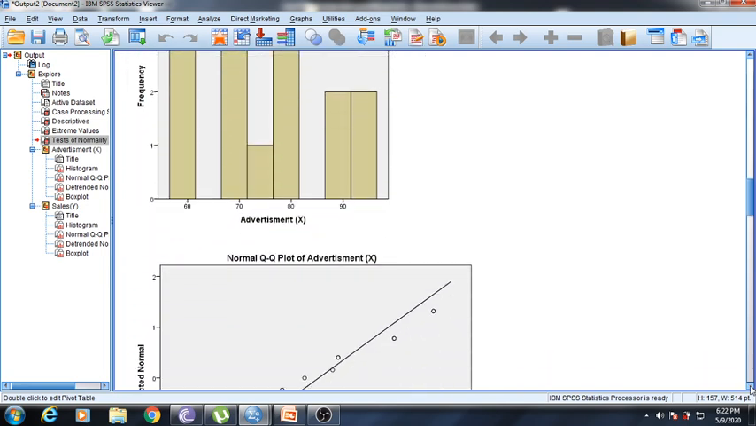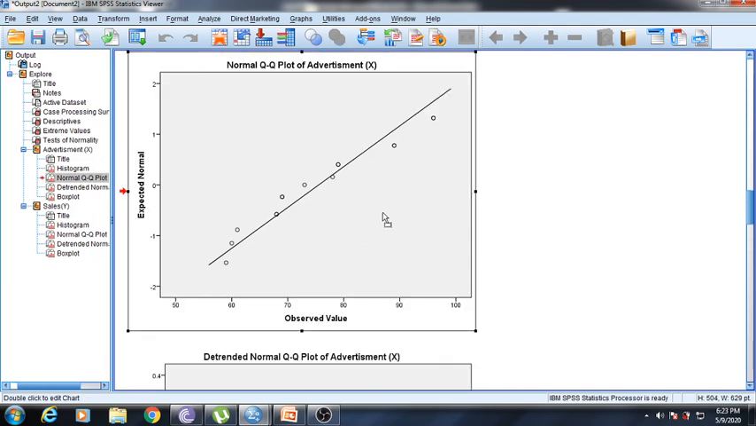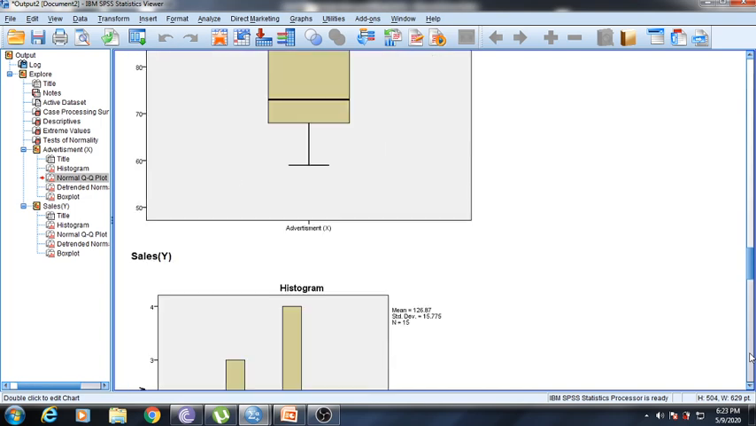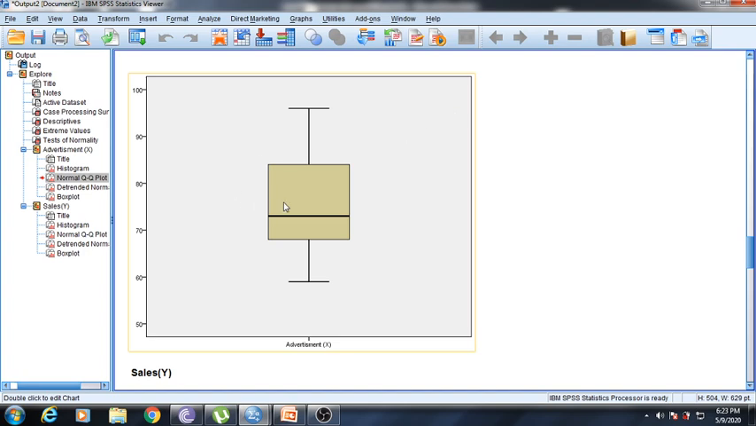The histogram is there. From the Q-Q plot also you can see all the points are near this line. Some deviation is there, but most of the points are near the line. It also shows that it is normally distributed. Then we'll go to the next part, where you can see the outliers. This is the box plot for advertisement. This is the minimum value, this is Q1, quartile 1, this is Q2, the median, Q3 and then the maximum value. There is no point outside this box plot, meaning there are no outliers.